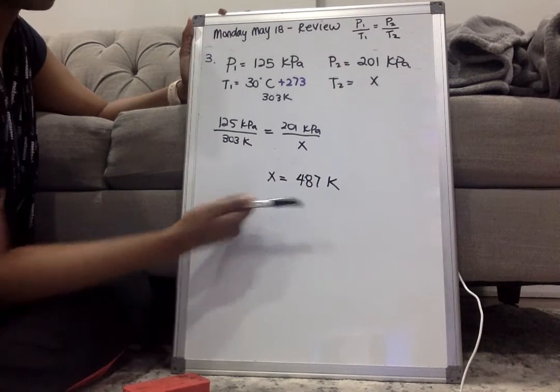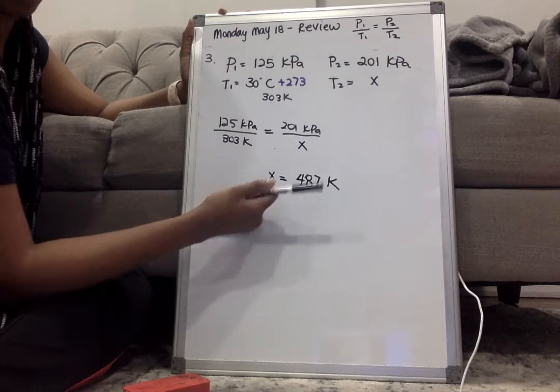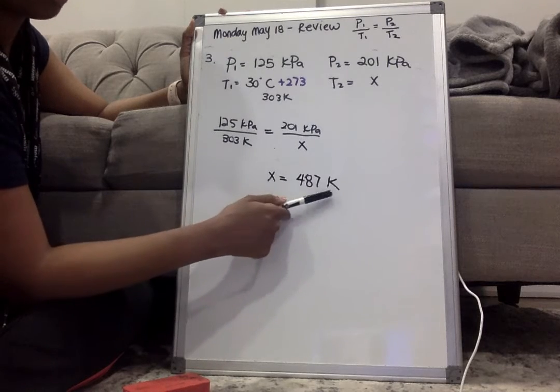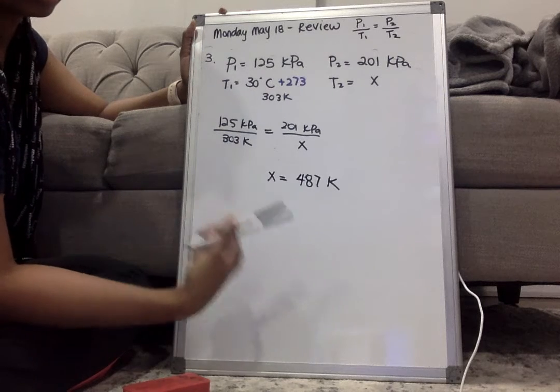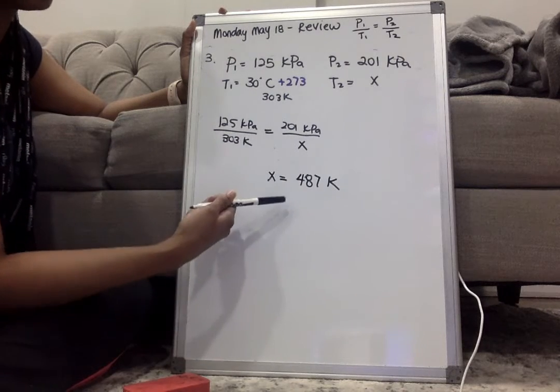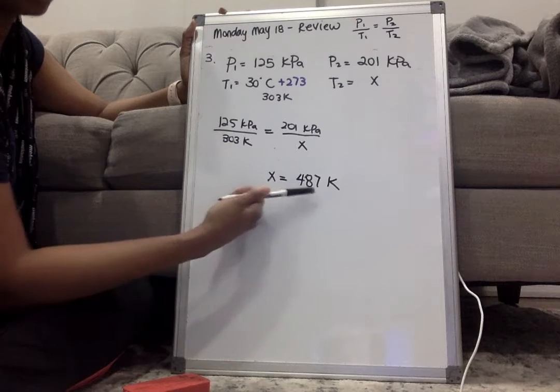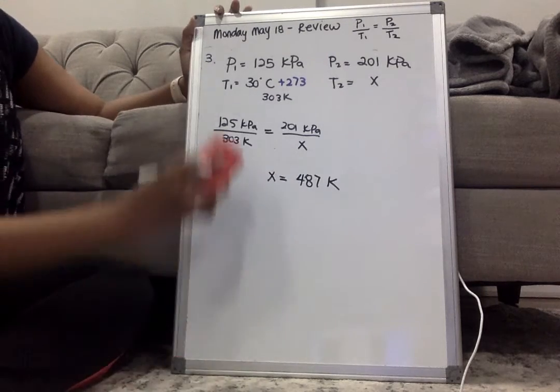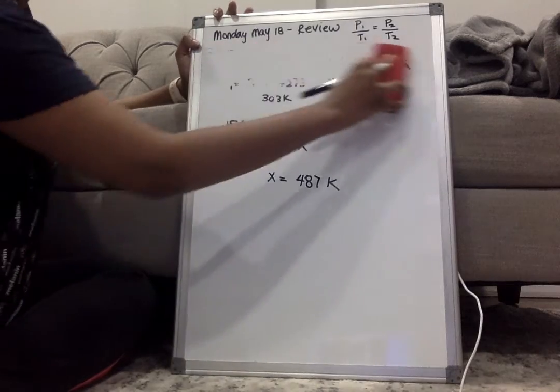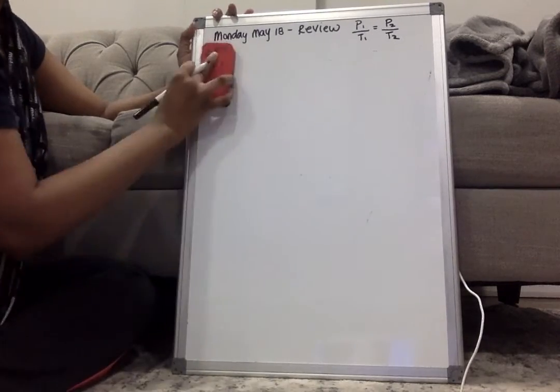Some of you are getting the right numerical value but have the wrong units. Temperature must always be in Kelvin. You can convert it back into Celsius if you want, but I see people put in 487 degrees Celsius. Wrong, Kelvin. Okay, moving on to the last question, number 4.